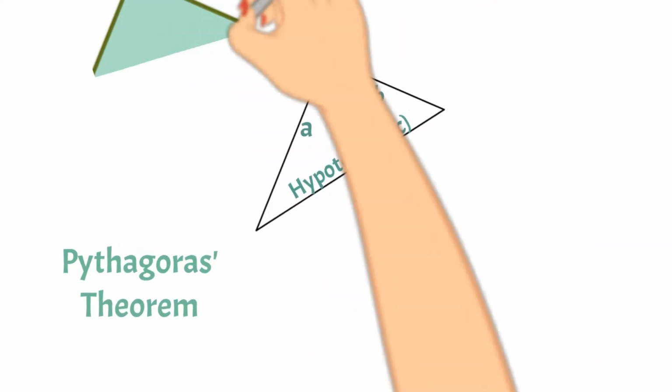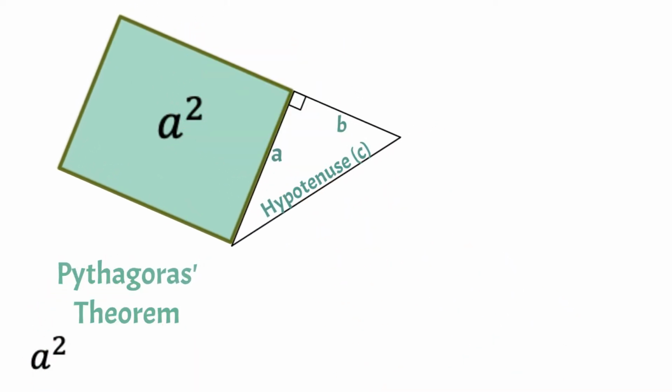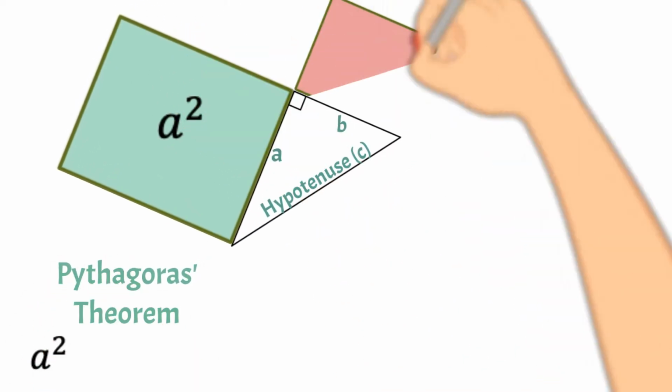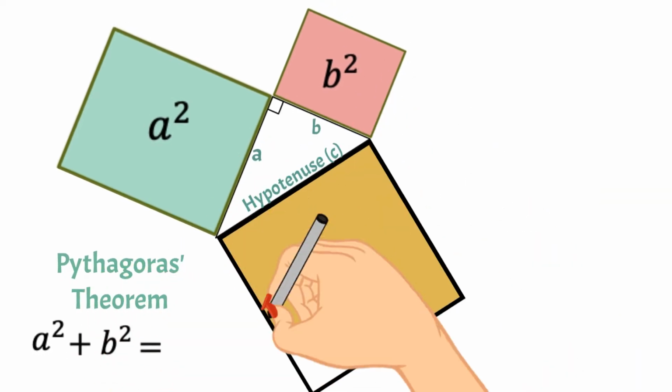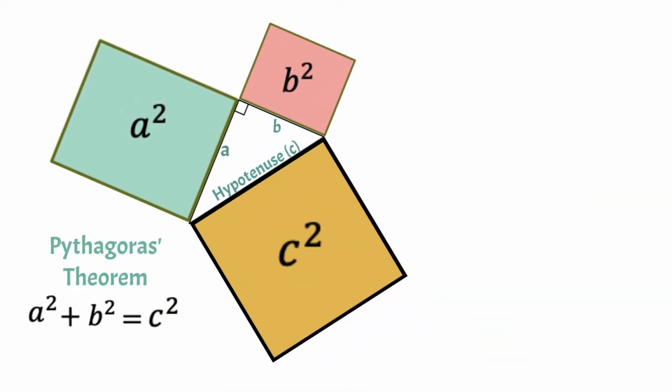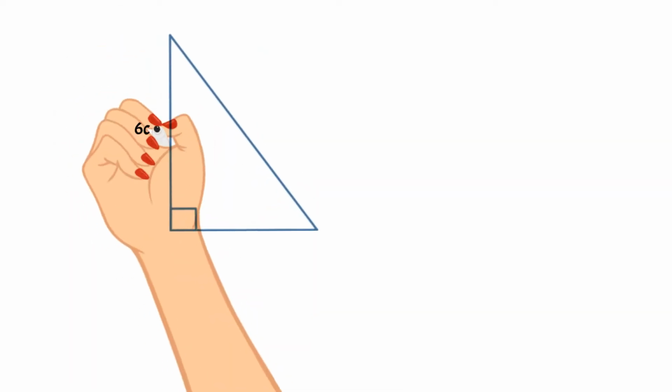So Pythagoras' theorem states that if we take A and square it, and then take B and square it, plus those two together, then we get C squared. C being our longest side. So A squared plus B squared equals C squared. That is Pythagoras' theorem. Let's see how to use this in practice.